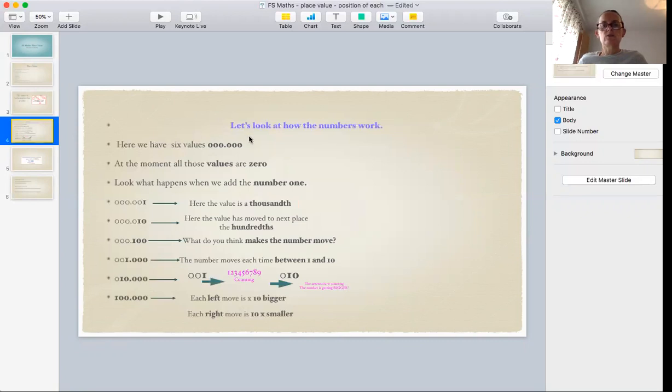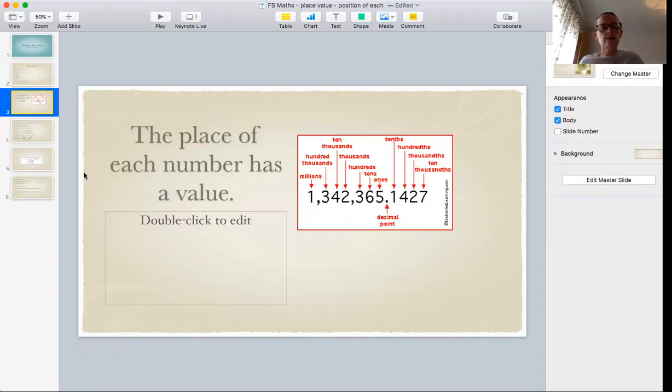So let's look how the numbers work. So, let's go back for a second. So we can see that we've got these numbers to the left, ones, tens, hundreds, and then we've got these numbers to the right. But what's making these numbers, if you see what I mean? What makes them be in that position? And that's what we're going to look at. What is it that is making these numbers be in the tenths position, or the ones position, or the thousands position? And what's making it that particular value?